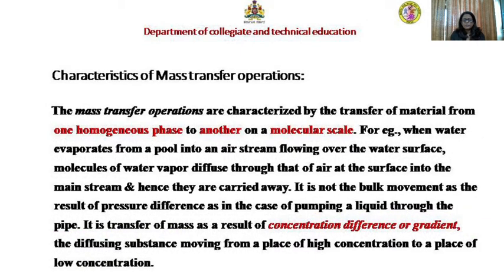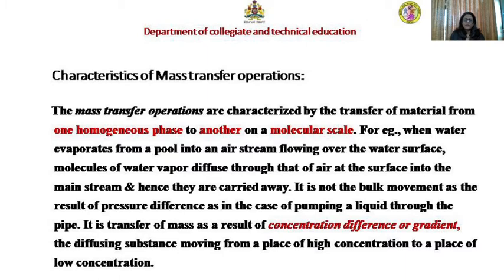Let us now see some of the characteristics of mass transfer operations to understand their nature. The mass transfer operations are characterized by the transfer of material from one homogeneous phase to another on a molecular scale. For example, consider the evaporation of water from a pond into the air that is flowing as a stream over its surface. Then how does this evaporation occur?